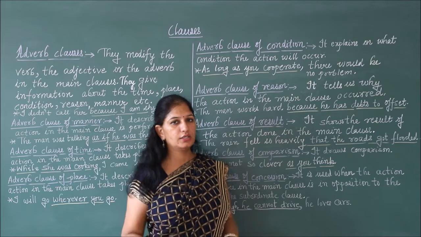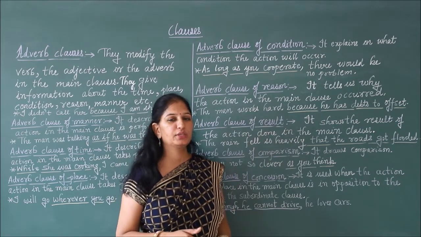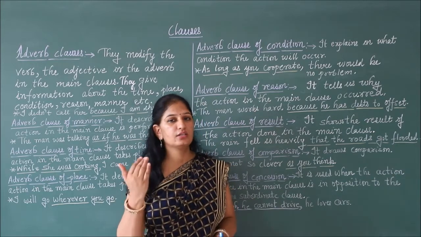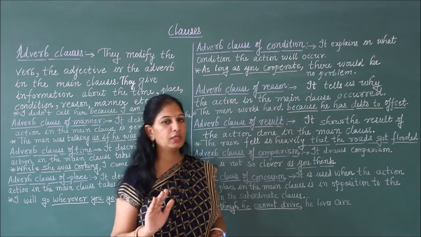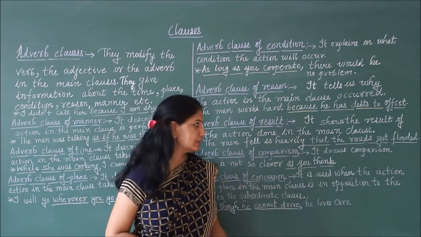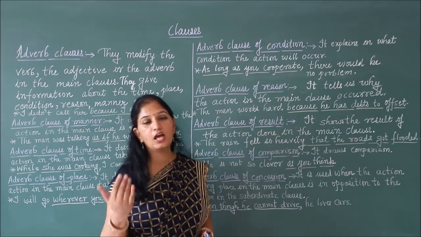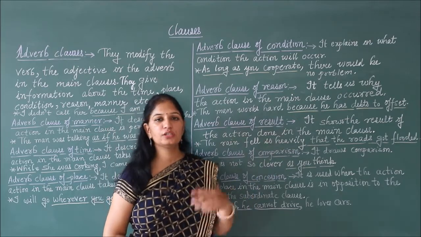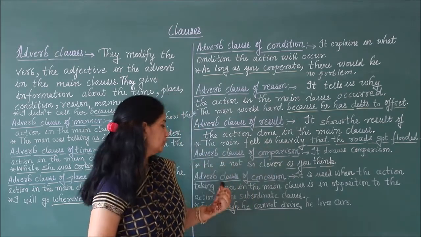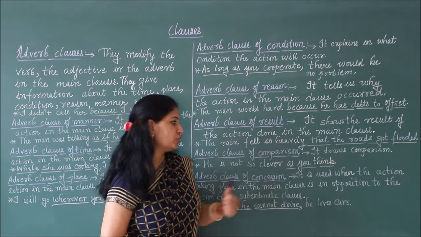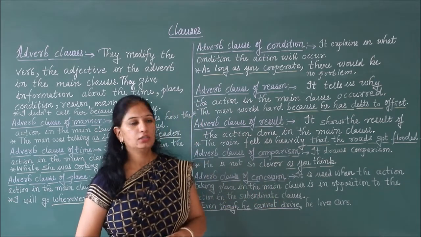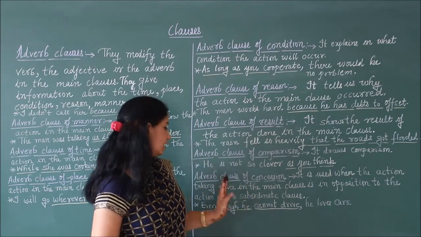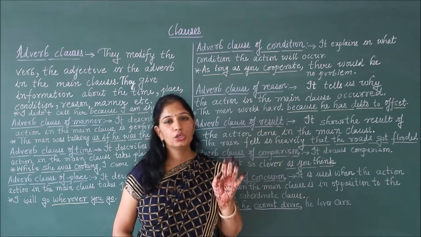condition, on what condition the action is happening in the main clause. And then adverb clause of reason, it tells us the reason of the action happening in the main clause. Then adverb clause of result, it shows the result of the action which is there in the main clause. Then adverb clause of comparison, it draws comparison between two clauses. Adverb clause of concession, it is used when the action taking place in the main clause is in opposition to the action in the subordinate clause.